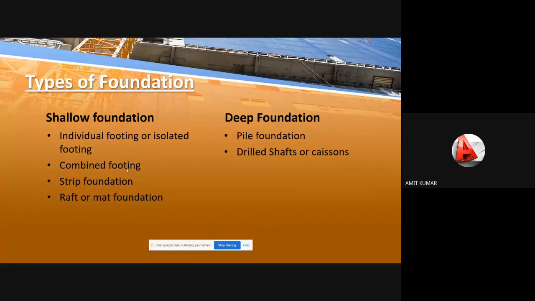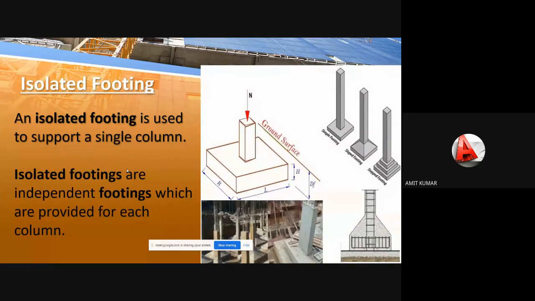Okay, so first I will start from your shallow foundation. Under the shallow foundation, the first one is the isolated footing. Basically, when there is very little load, mostly we create the isolated footing, and it provides a footing to the individual column.